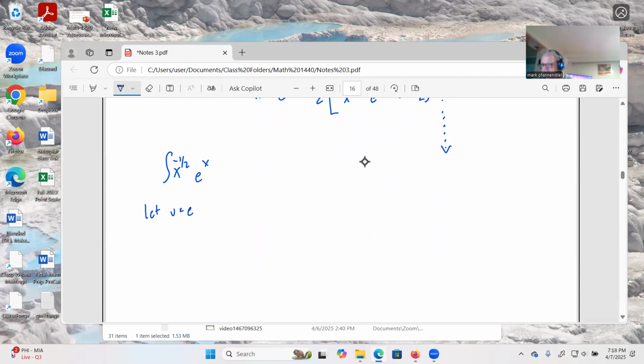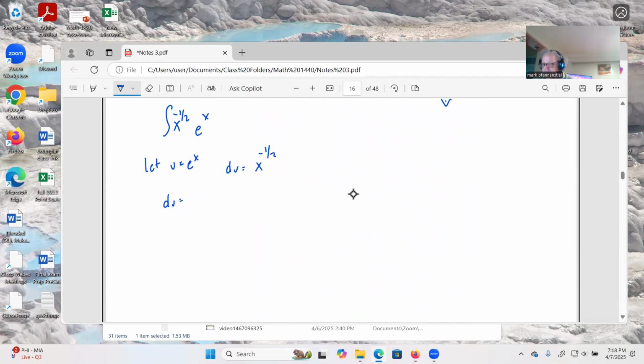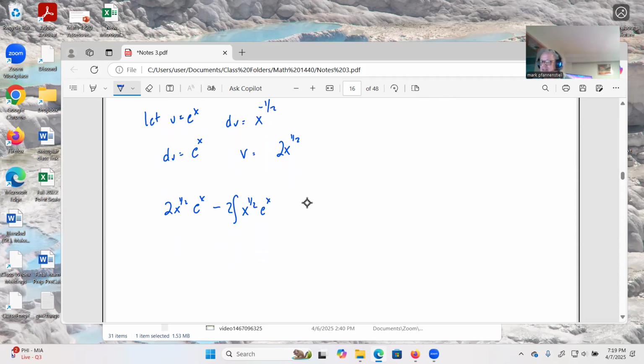Let u equal e to the x, and we're going to say dv equals x to the negative 1/2. So du is simply the derivative of e to the x, and v is equal to, we're going to add 1, so we get x to the 1/2, and we divide by a half, so we end up with 2. So we have 2x to the 1/2 e to the x minus the integral of twice x to the 1/2 e to the x. At which point we've got a polynomial times an exponential.